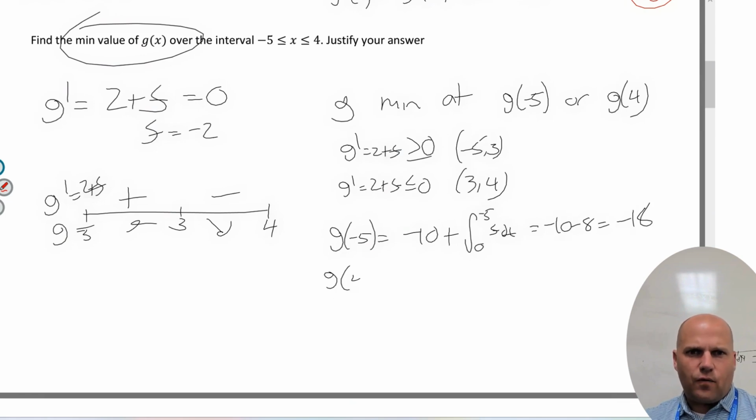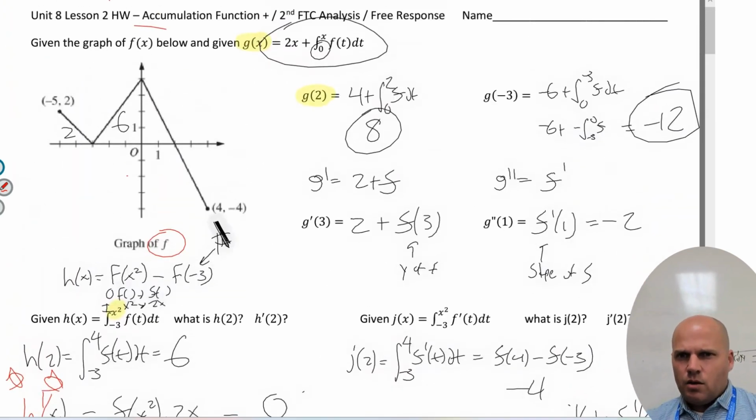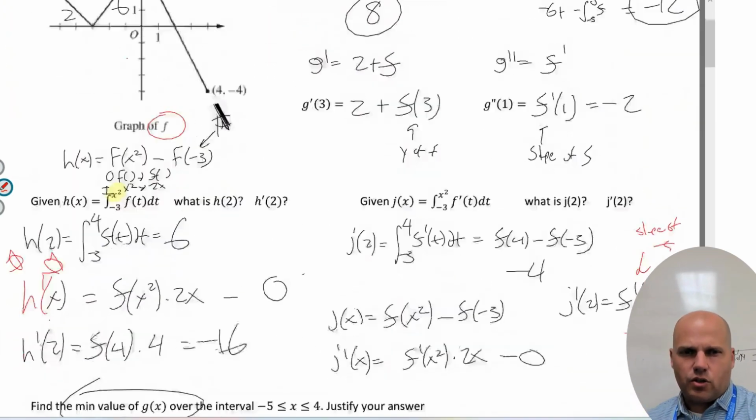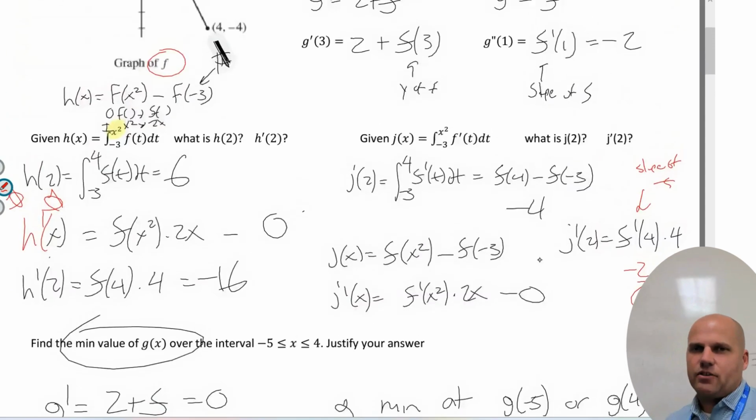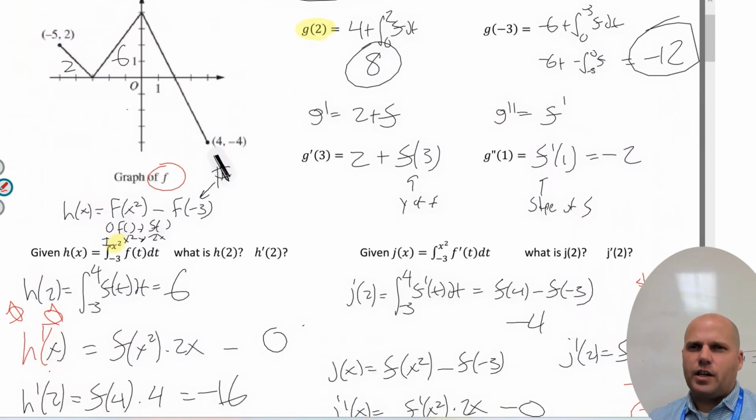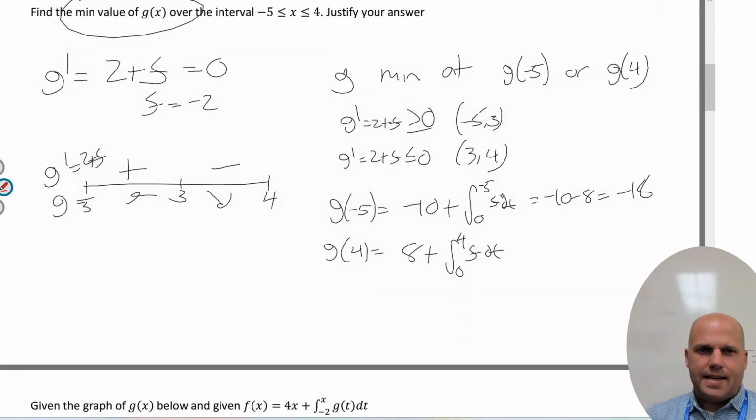And then G of 4 would be 8 plus the accumulation from 0 to 4 of F. This one is going to be the tricky one, because, no, it's 3. This is not going to be that tricky because we already did it, kind of. This is 4. One, 2, 4, and this is -4. Cool. So we get 8.